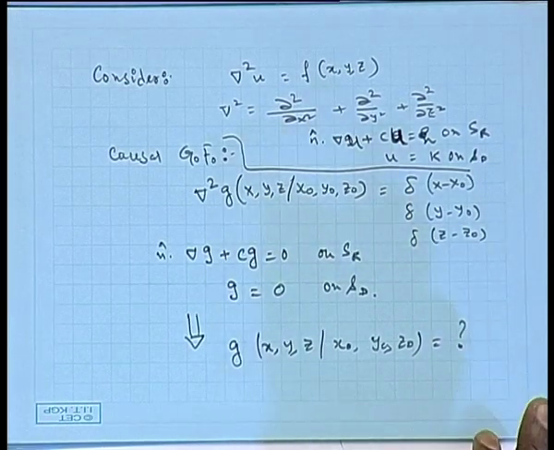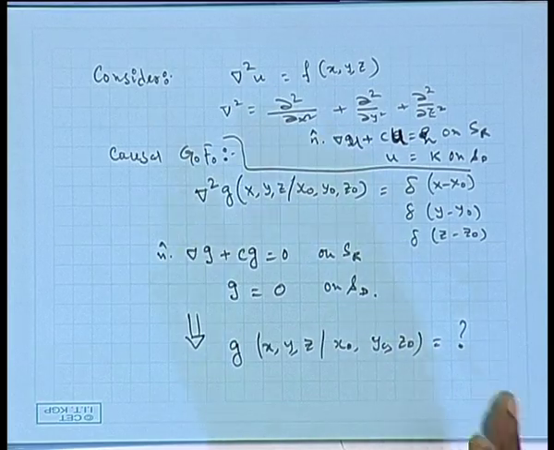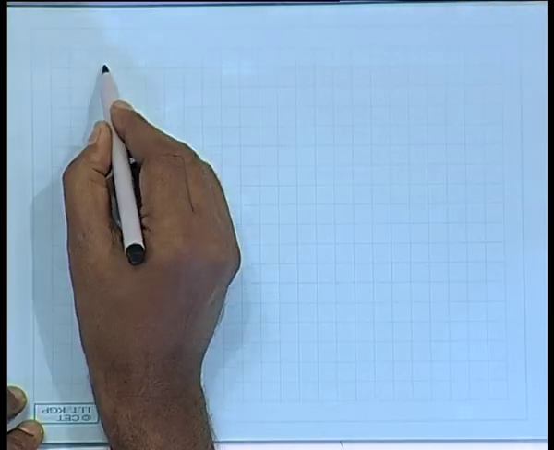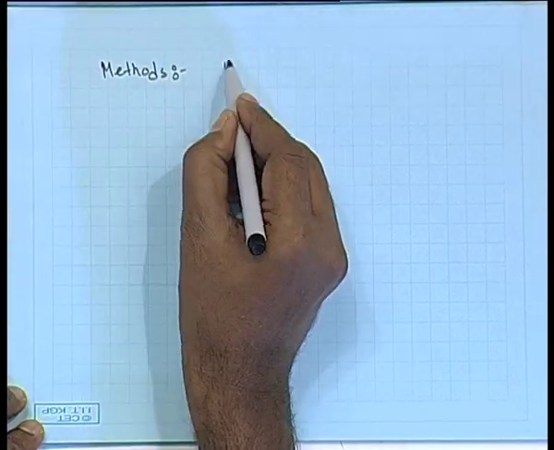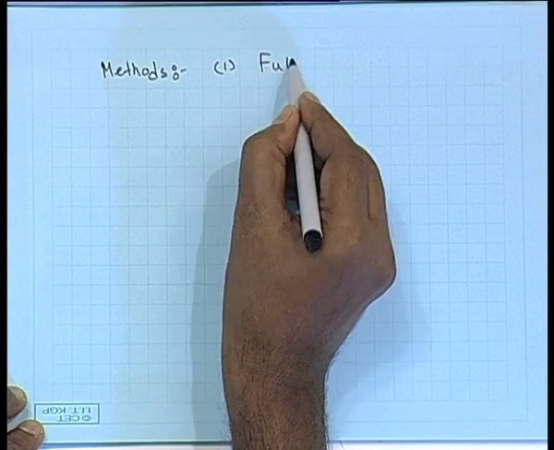Now, there are two methods to obtain the Green's function in general. The methods are: first is full eigenfunction expansion.